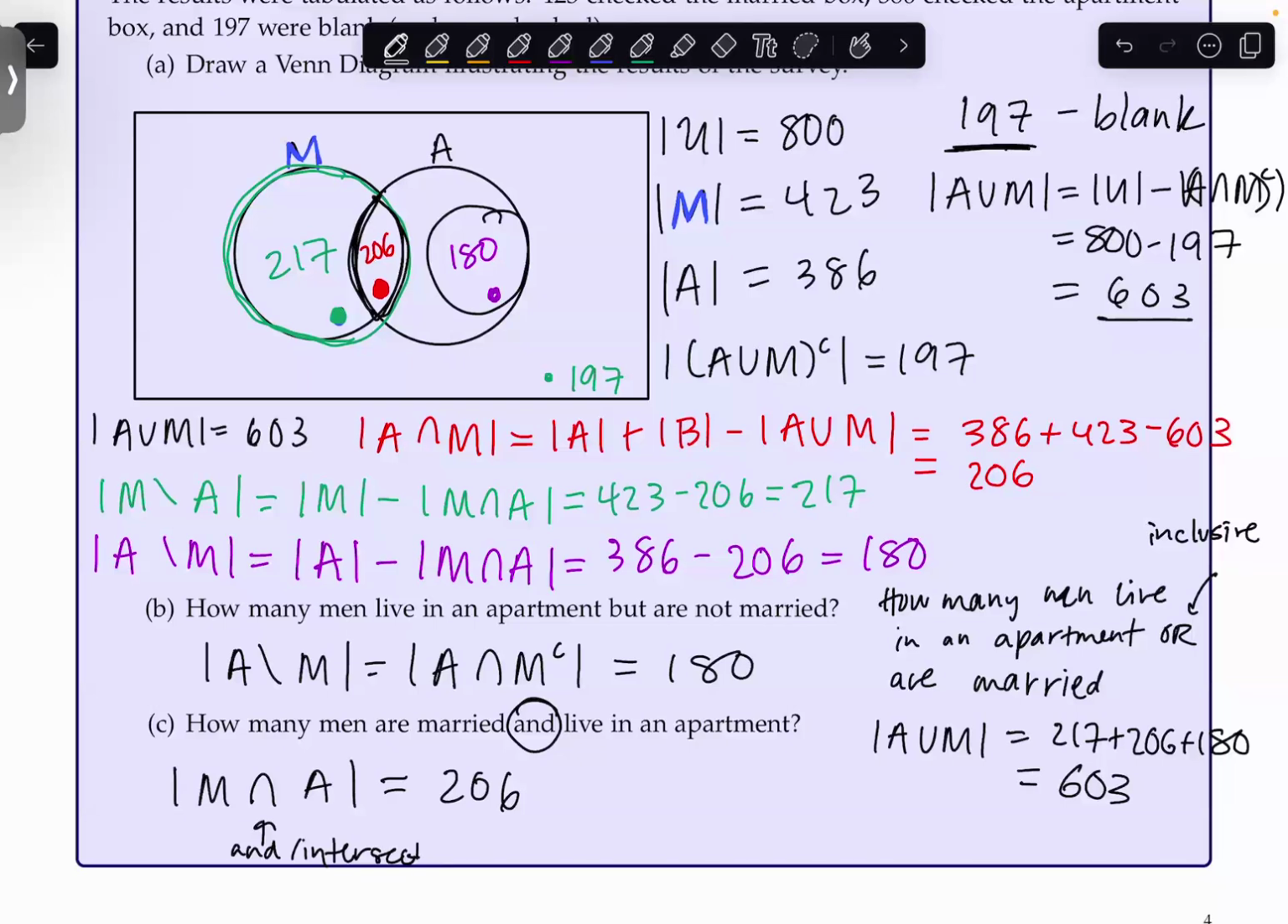But if I said something like how many men live in an apartment but are not married, or don't live in an apartment and are married, then I can just add up these two regions instead. But here, this or is inclusive. It's okay that we count the overlap here. So we do count all three regions there. But really, all of the hard work goes in drawing the Venn diagram and remembering that these regions here don't represent the whole M. It represents a piece of the M that does not overlap with A. So we want to be careful with that counting there.